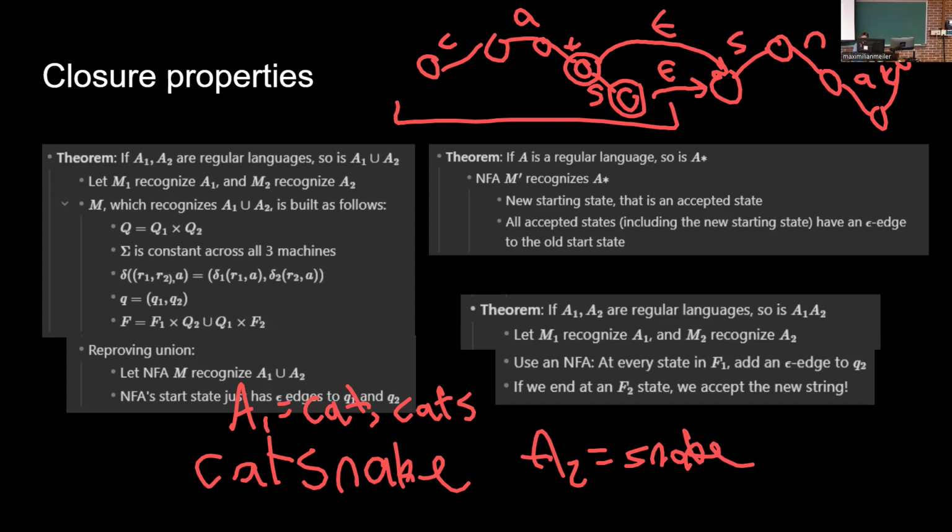Yeah. Ultimately, for every accept state, you want to draw an epsilon edge to the next start state. Yeah, I can post the slides in the Slack. Okay, yes.